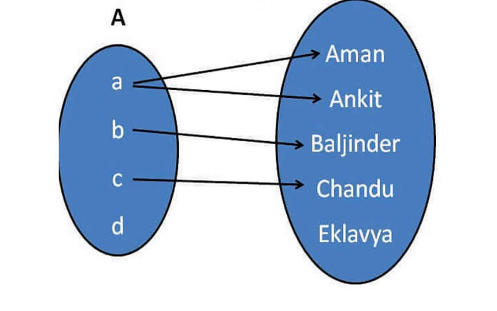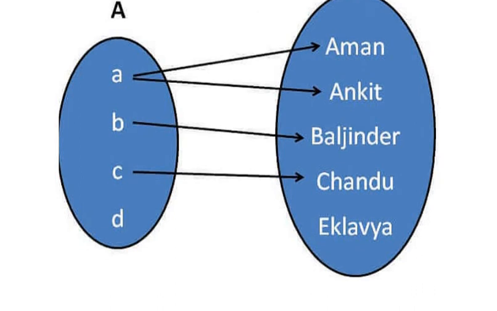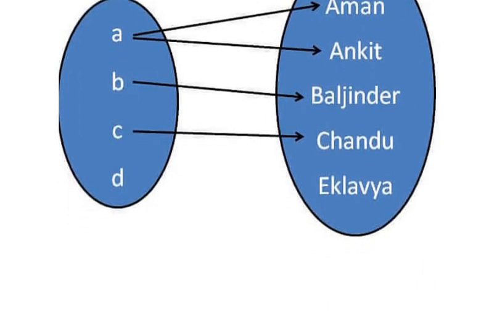This is called a relation. If we find A cross B, it will consist of 4 times 5, that is 20 ordered pairs. But our relation consists of only 4 ordered pairs. So basically a relation is a subset of the Cartesian product. The Cartesian product will have all possible ordered pairs. Out of all those ordered pairs, we will select only a few, which depends on our relation. So basically a relation is a subset of the Cartesian product.